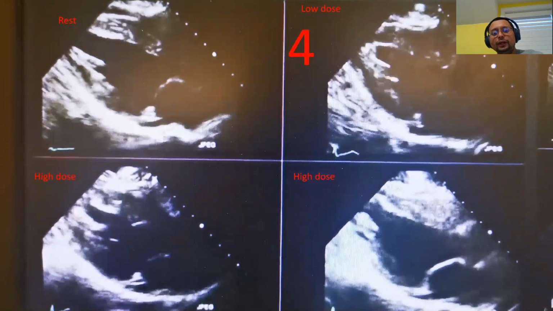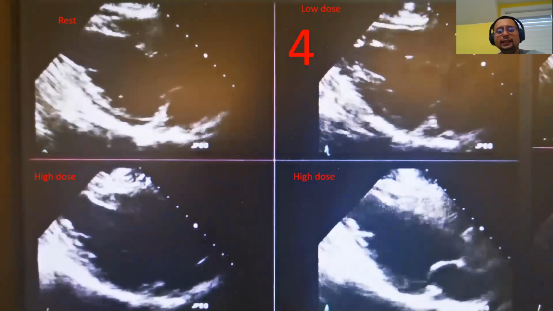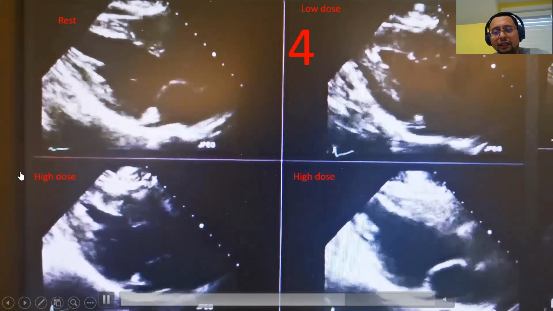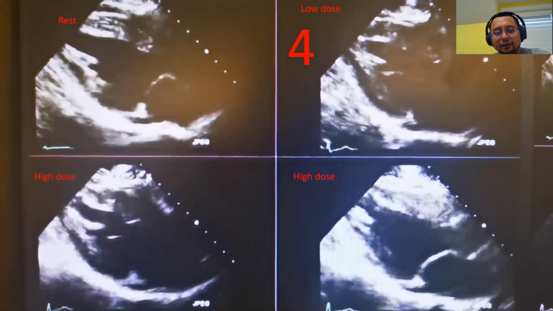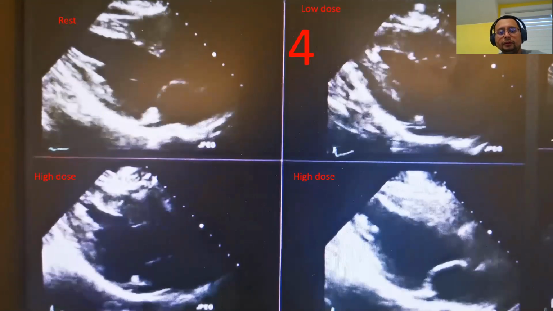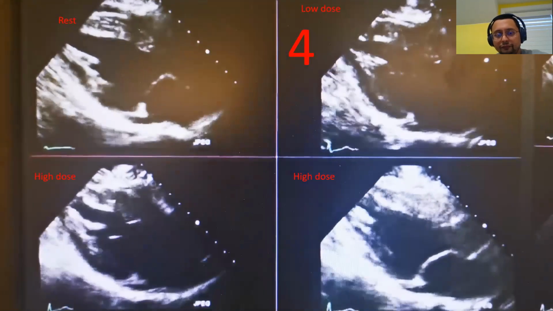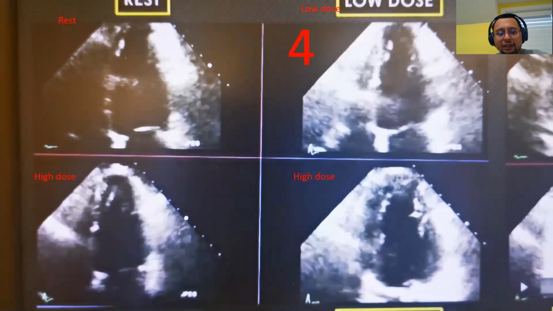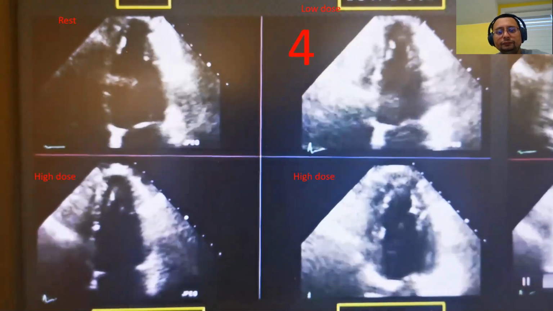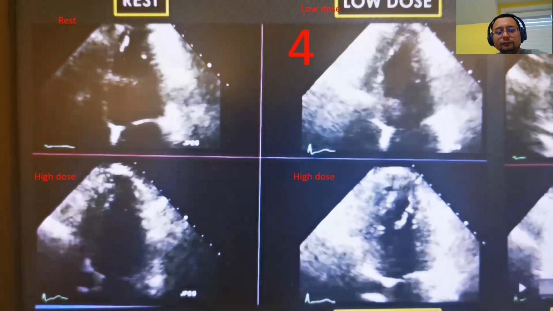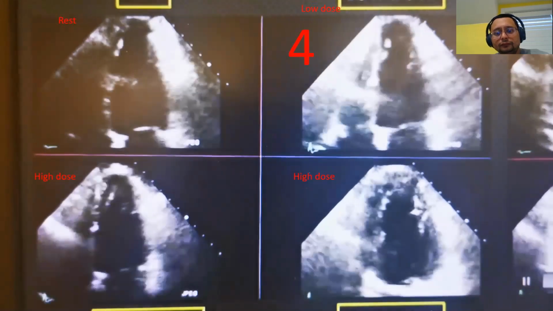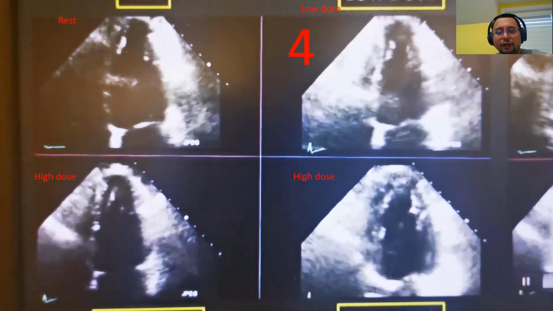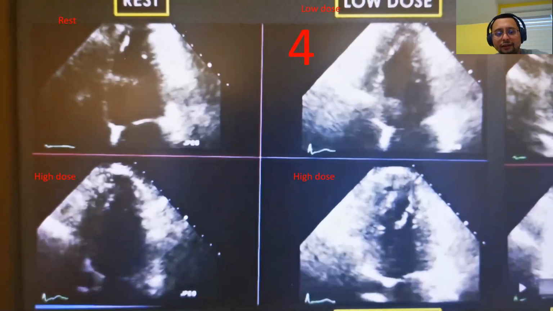See whether there's any segment that starts with hypokinesia and see whether there's any change. Rest, low dose, and high dose. Let's go to the next one. So that is rest, low dose, and high dose. Think yourself in your mind, rest, low dose, and high dose there.